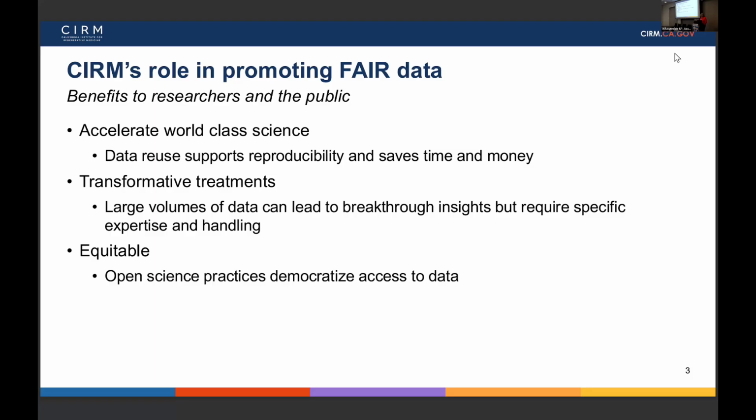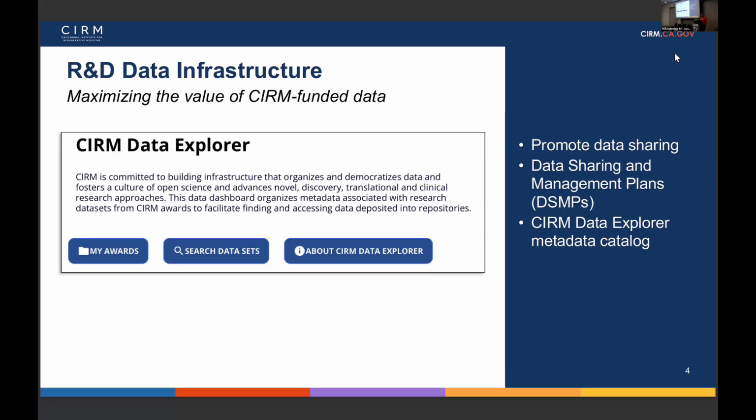Again, I'm sure I'm preaching to the choir here, but I just really love looking at our mission statement and thinking, every aspect of this requires FAIR data. And that's why what we're doing is so important. In order to do that, we have our R&D data infrastructure team. I just joined at the beginning of the year. Our goal is to maximize the value of CIRM-funded data, and like I described before, that really just involves making the data FAIR.